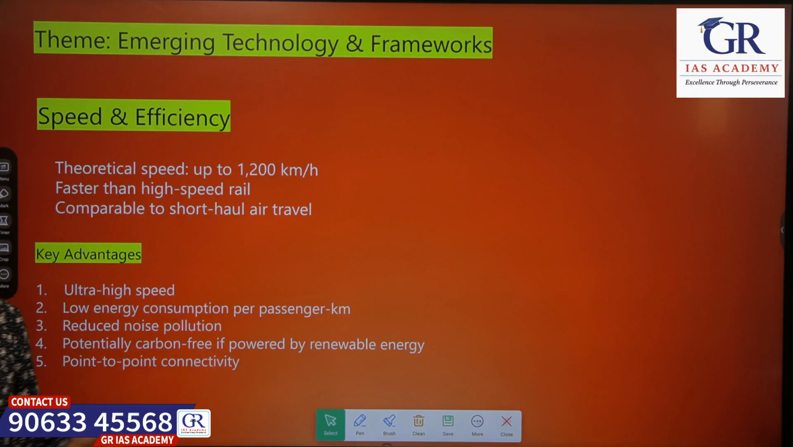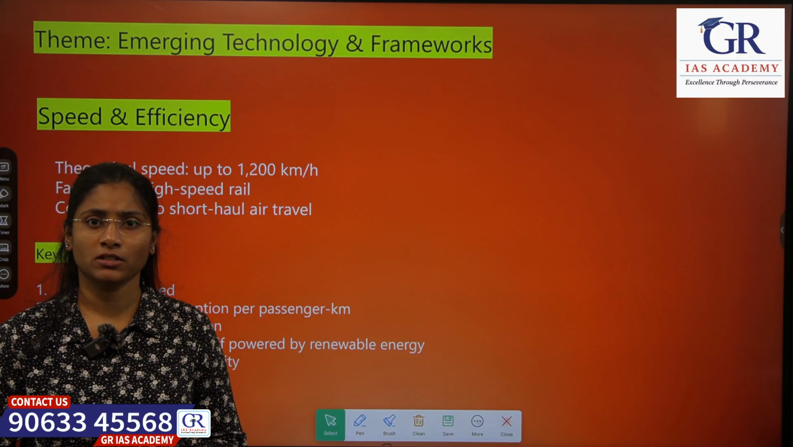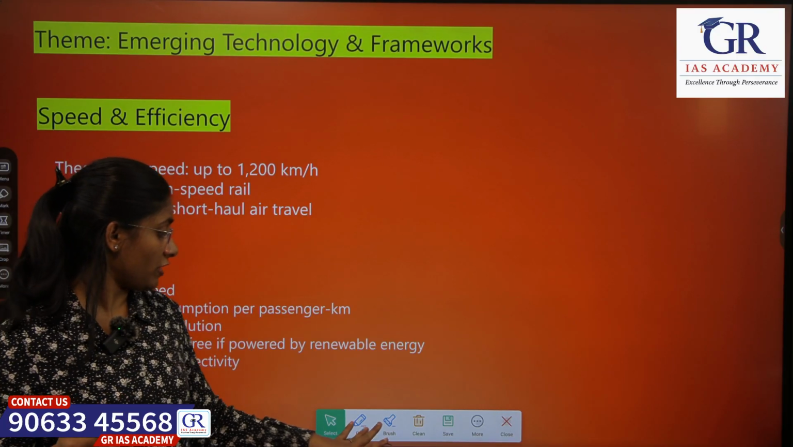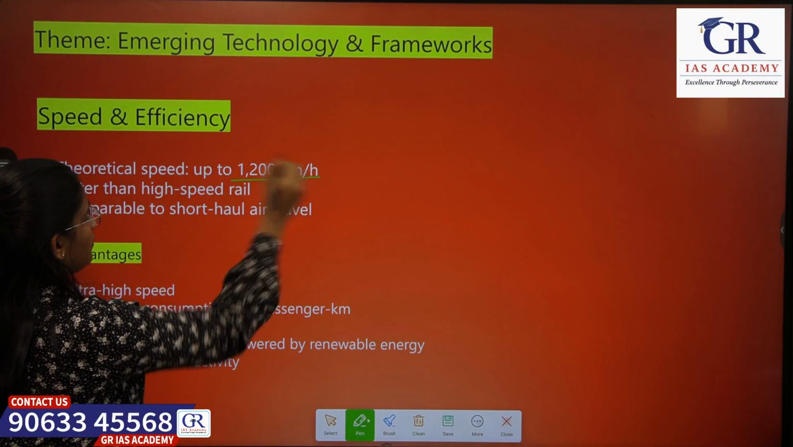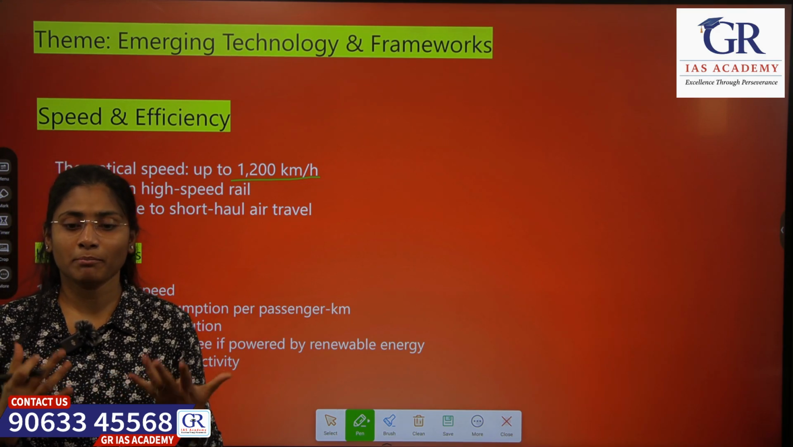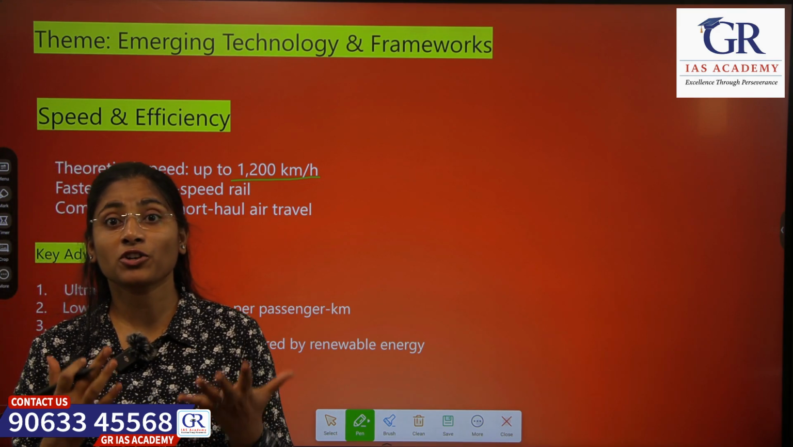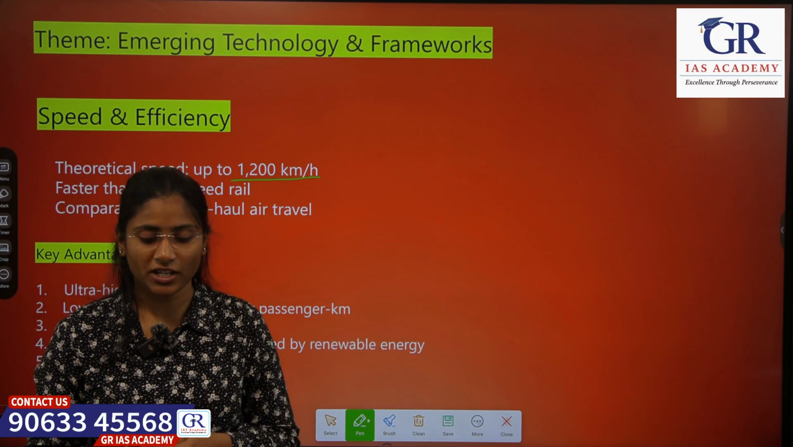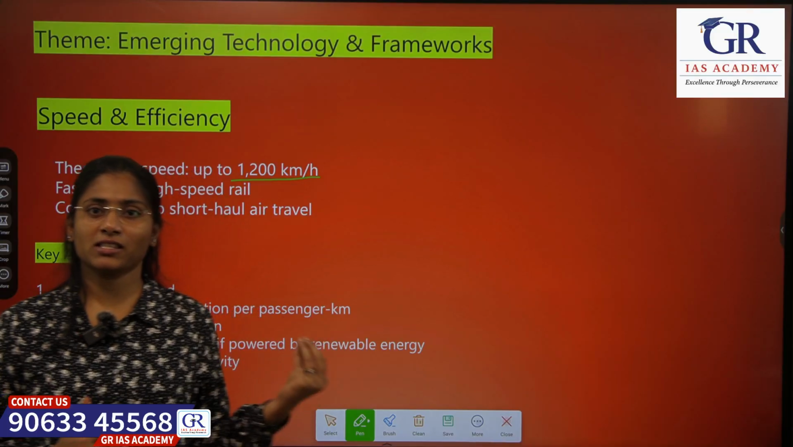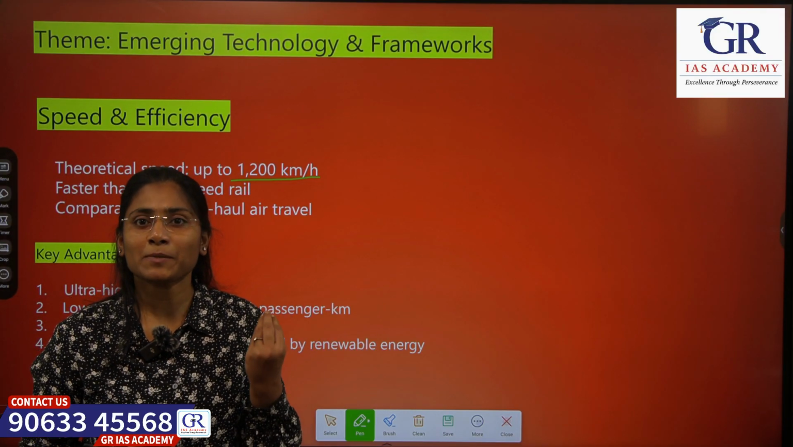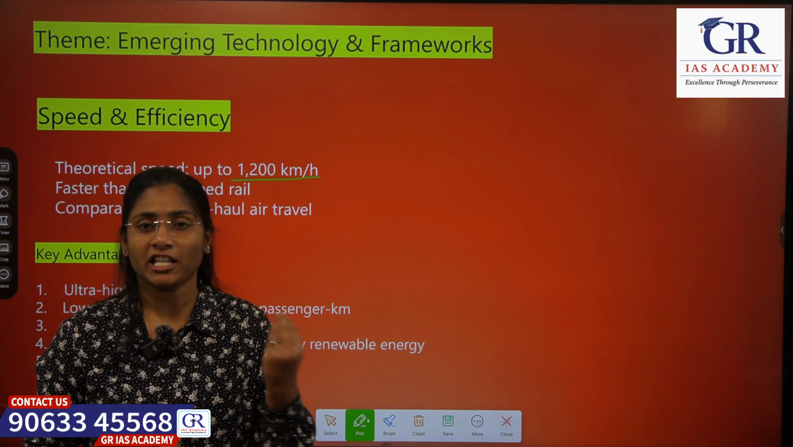Why are we using the Hyperloop system? For speed and efficiency. The speed goes up to 1200 kilometers, which is more than very high speed rail when compared to flights and short haul air travel. Short haul air travel is nothing but flights. This Hyperloop technology allows us to use a very high speed transport system in the near future.